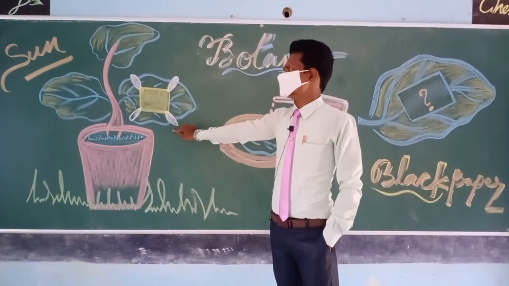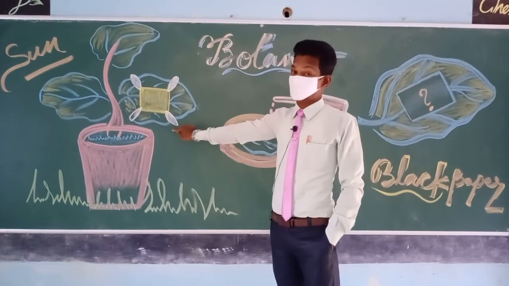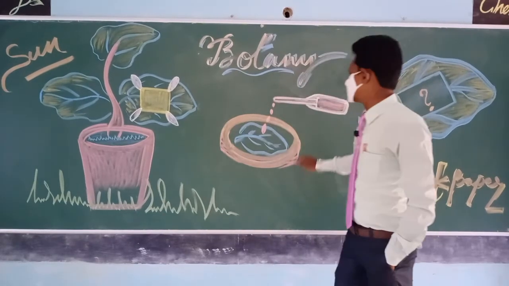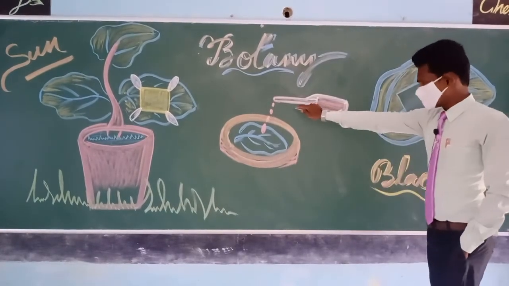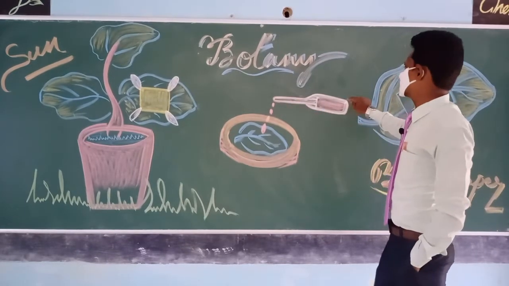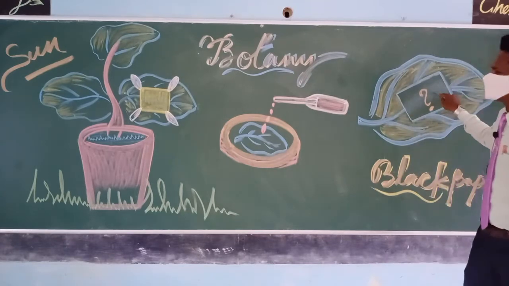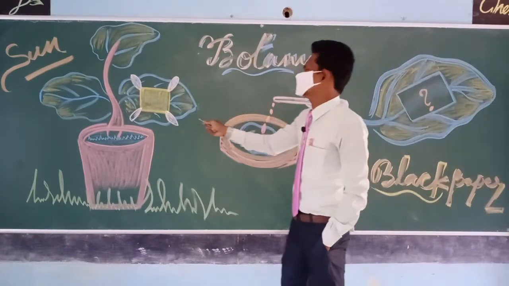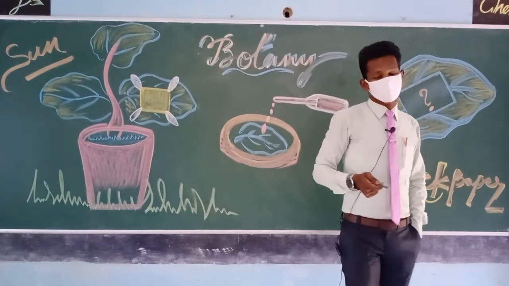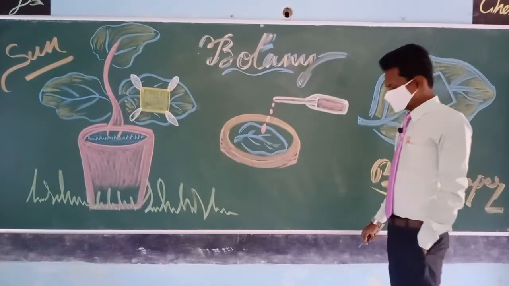Fresh and de-starched, matured leaves, potted plant, petri dish, iodine solution or betadine solution, dropper, black paper, and clips, etc. These are the required materials. So let me go through the procedure.